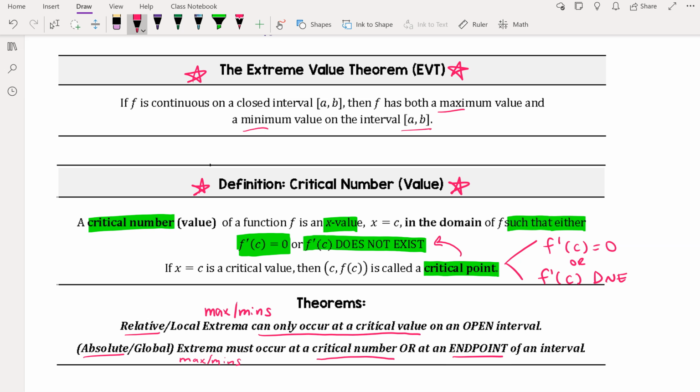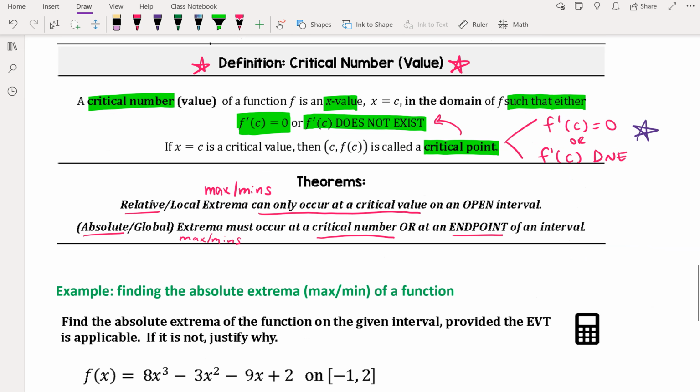So, this is telling us that if we're asked in calculus to find the max or the min, then we need to check for these things. If we're asked to find the max min, check here. Check for these possible outcomes. F prime of c equals 0, the derivative equals 0, or the derivative doesn't exist.